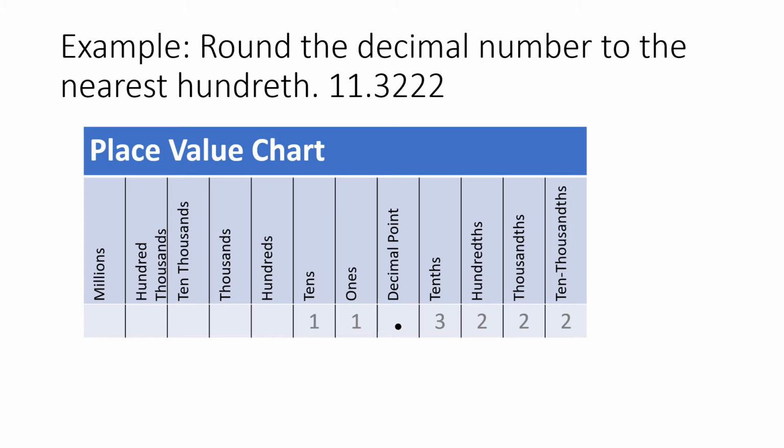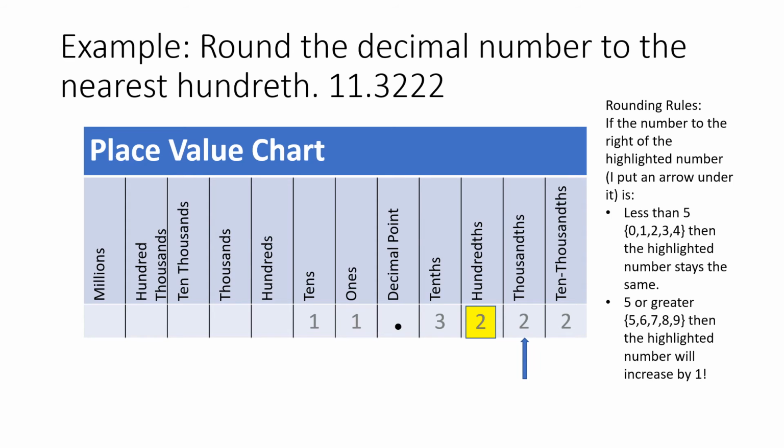I have 11.3222, and I want to round to the nearest hundredth, so I've already placed it in my chart, and I need to locate where the hundredth place is, and so I've highlighted it here. And then I need to also locate the number that's to the right of that highlighted number, which is going to be a 2. And looking at my rounding rules, since that number that is above the arrow is a 2, and that's less than 5, then my highlighted number 2 is going to end up staying the same. And so my final answer is going to be 11.32.